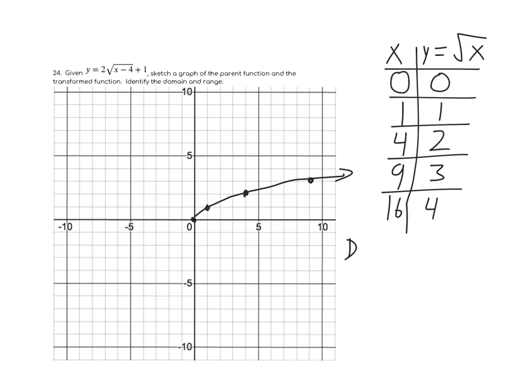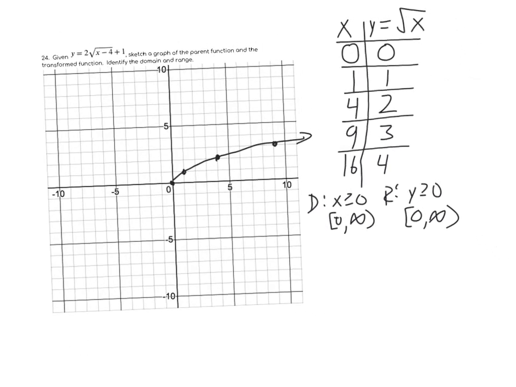By the way, the domain for this is going to be x is greater than or equal to 0, and the range for this is going to be y is greater than or equal to 0. If you'd prefer, you can do this in interval notation, going from 0 to infinity, and going from 0 to infinity again. Or if you'd like, you can do this in words. Both the domain and range are all positive real numbers.